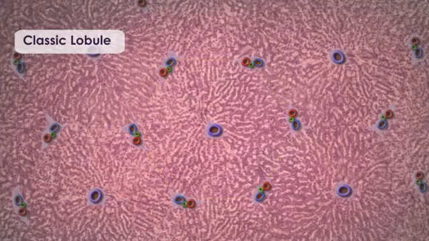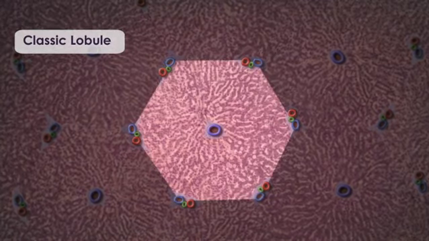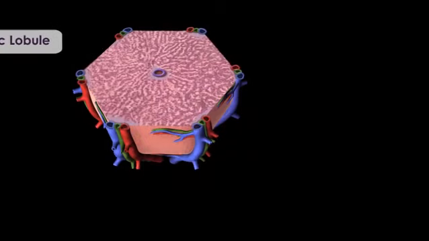In the classic liver lobule, blood flows from the portal triads toward the central vein. Bile flows in the opposite direction, from the central position toward the portal triads at the lobule periphery. Remember, the classic liver lobule model emphasizes the anatomical structure of the lobule.